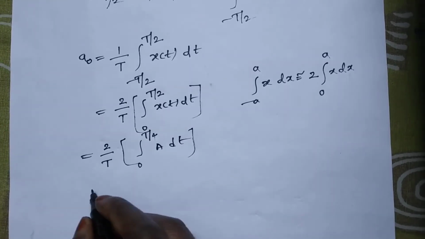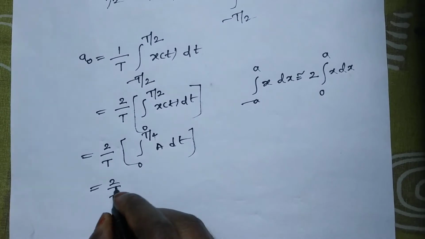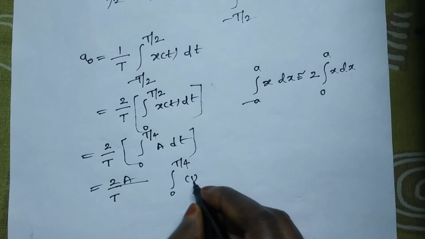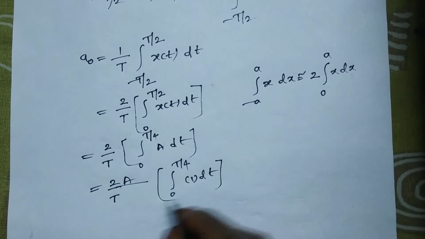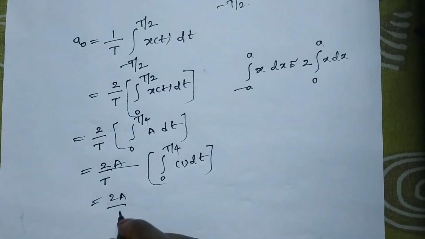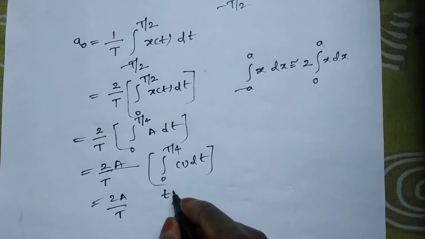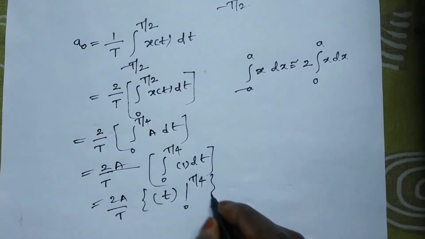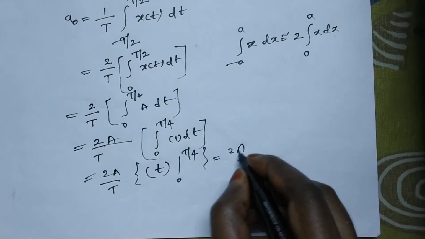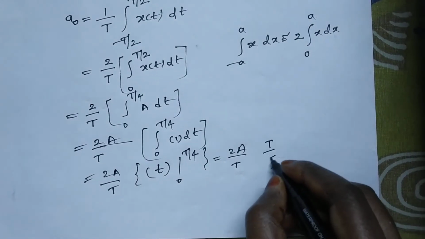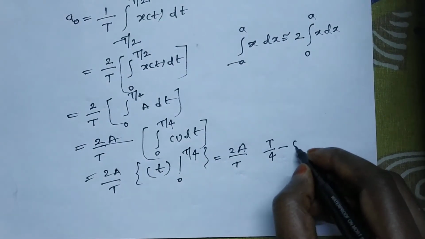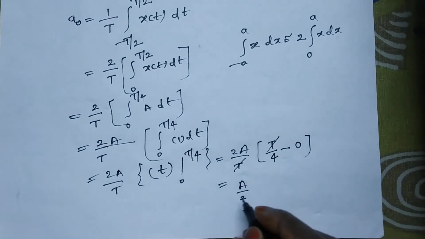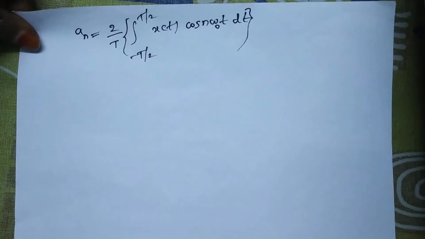So it is 2 by T, and A is the constant outside. Integration 0 to T by 4 of 1 dt. Integration of 1 is t, and apply the limits T by 4. Then 2A by T, substitute the upper limit T by 4 and lower limit 0. Then T and T get cancelled. You got the A0 value as A by 2.